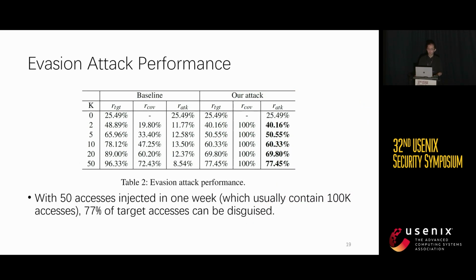The R attack column shows the final attack success rate, and in the previous two columns, our target is the stealthiness of target access and covering of the covering access. From the results, we can observe that our attack can achieve pretty good attack performance. Here, with 50 accesses injected, we will be able to disguise over 75 of our target accesses, and all our injected covering accesses will remain stealthy and not be detected.